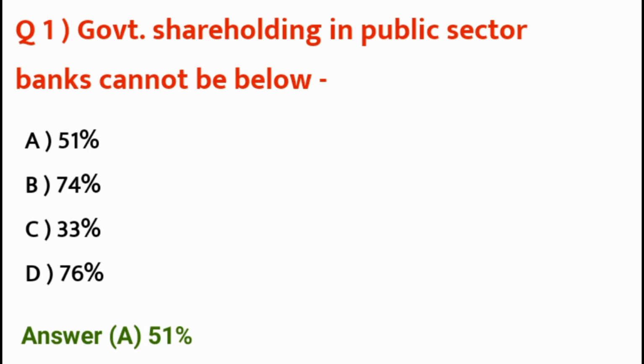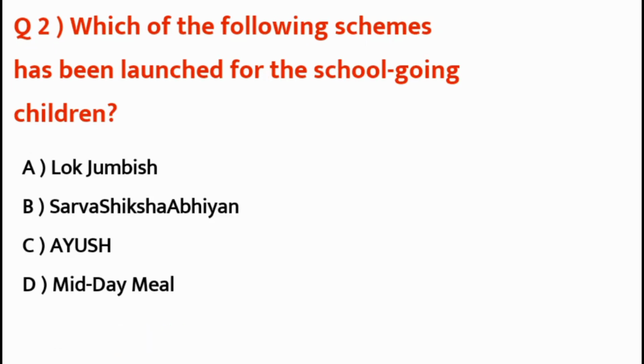Next, question number 2. Which of the following schemes has been launched for the school-going children? So these are the options, and the correct option is option D, midday meal. Midday meal scheme is launched for the school-going children.